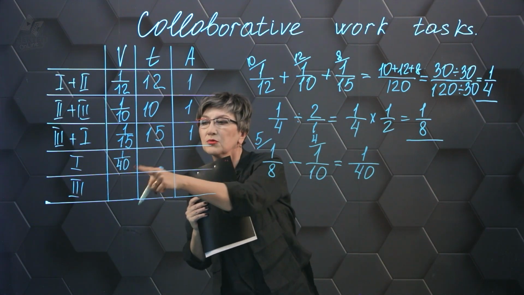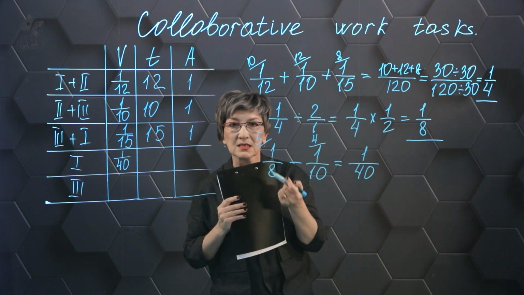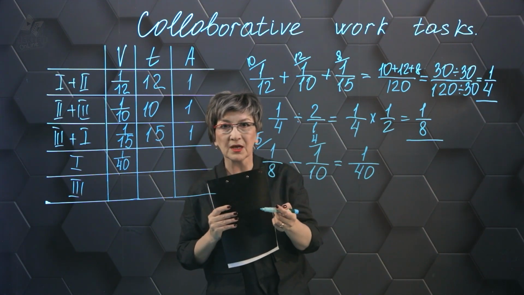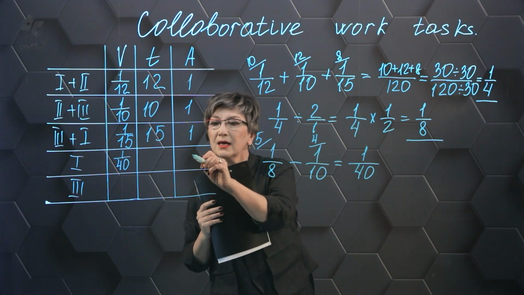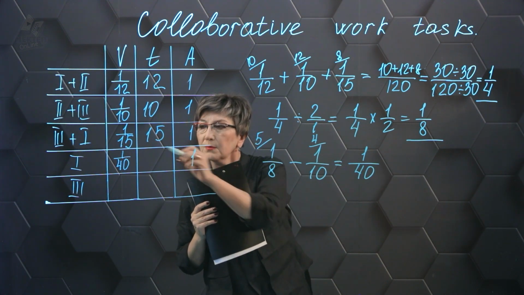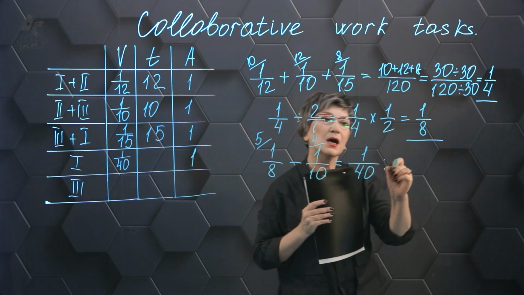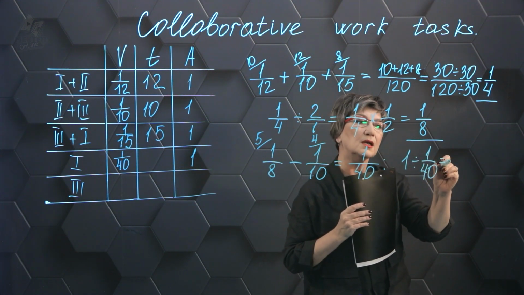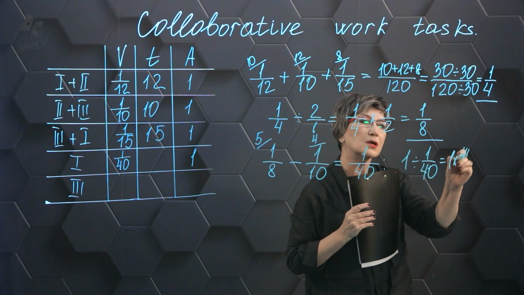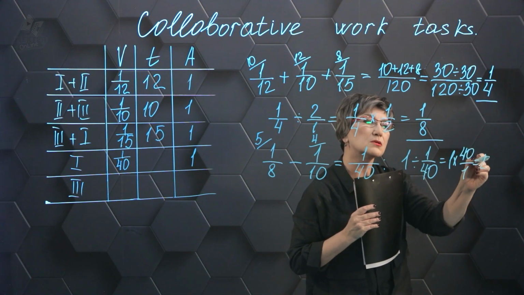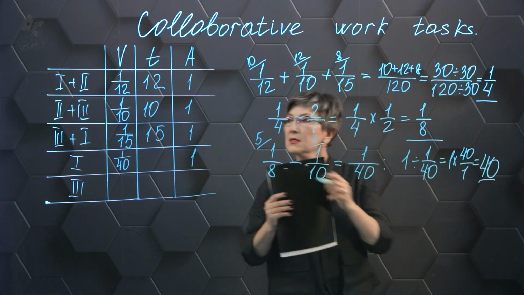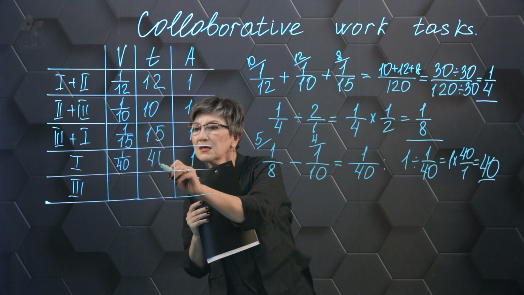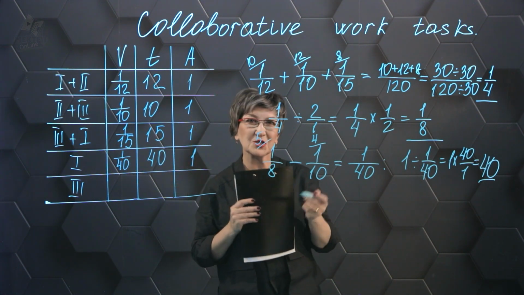But if the productivity of the first company is 1/40th, then we can find the time. To do that, we need to divide the work by the productivity. 1 divided by 1/40, or 1 times 40/1, equals 40. In 40 months, the first company will build this house.